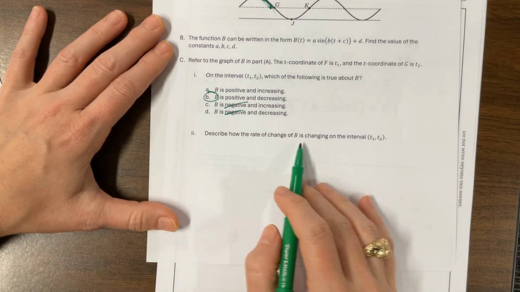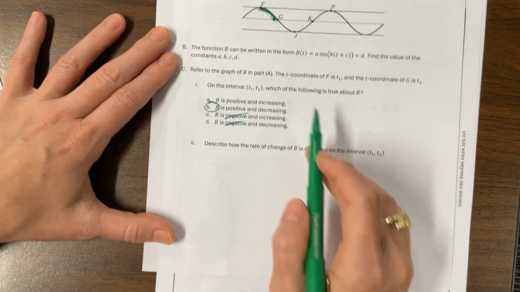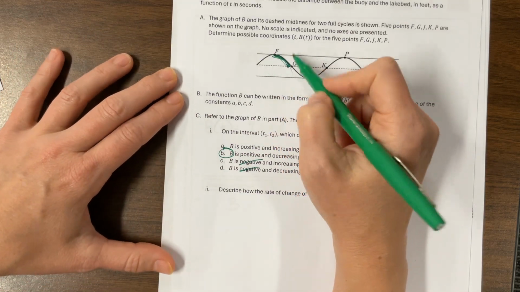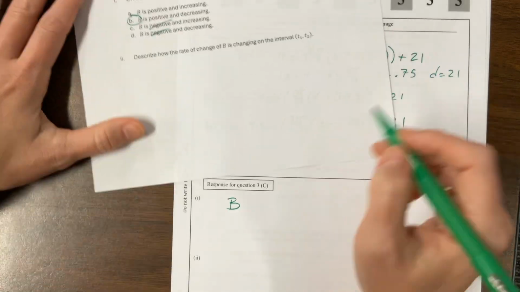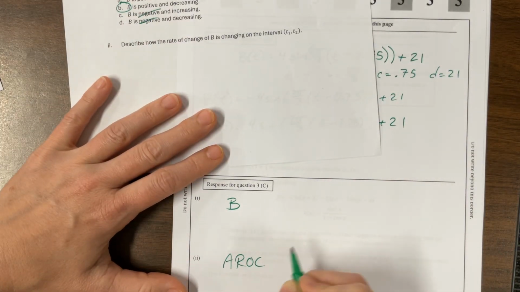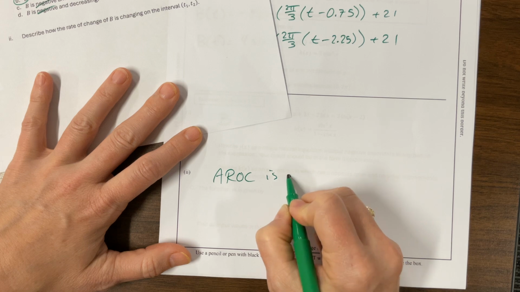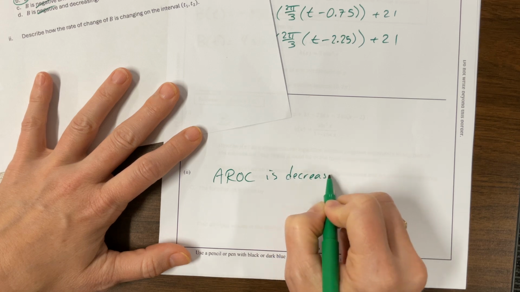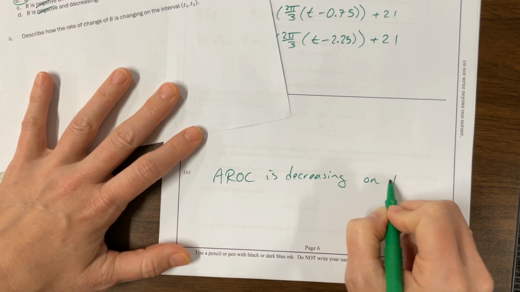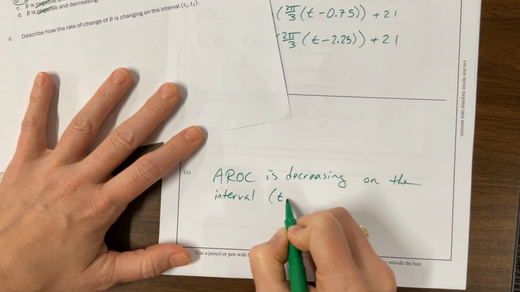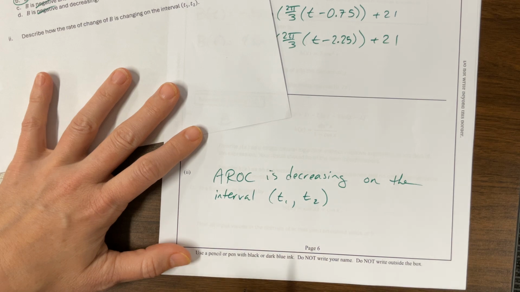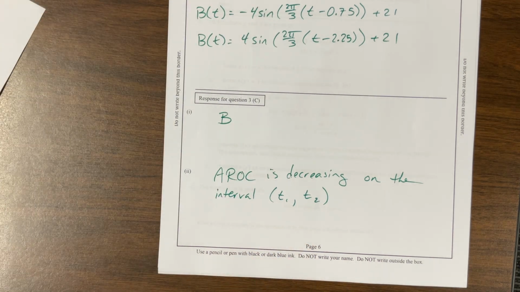Describe how the rate of change of B is changing on that interval. This is concave down. Whenever it's concave down, the average rate of change is decreasing. So the average rate of change is decreasing on the interval. Okay. That is FRQ 3.